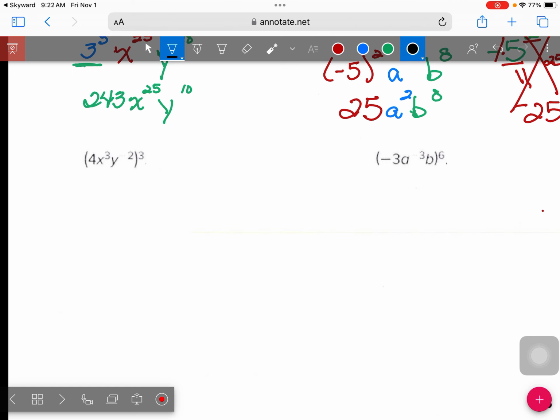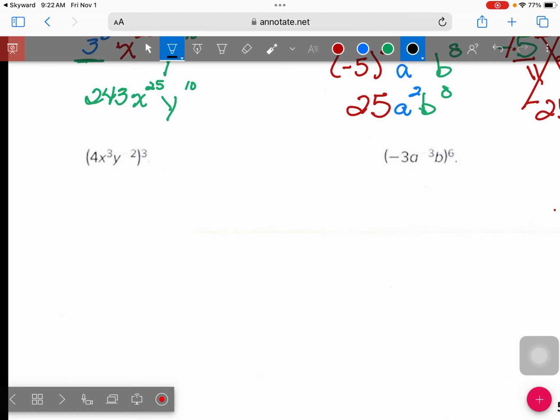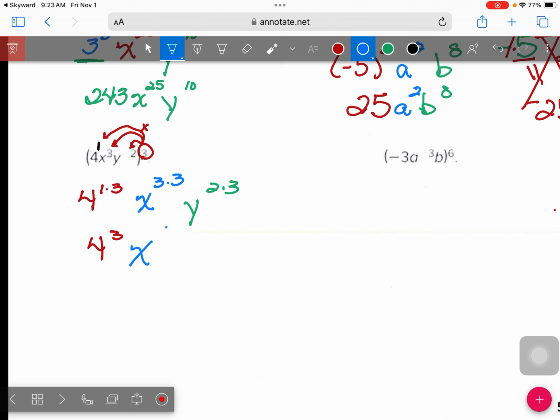Down below, there's no number on it, sorry. 4 does not have an exponent. Put a 1 on it. X to the third, y squared. All of those factors are to the power of 3. So multiply every exponent by 3. So that's 4 to the 1 times 3, x to the 3 times 3, y to the 2 times 3. Gives me 4 to the third, x to the 9th, and y to the 6th.